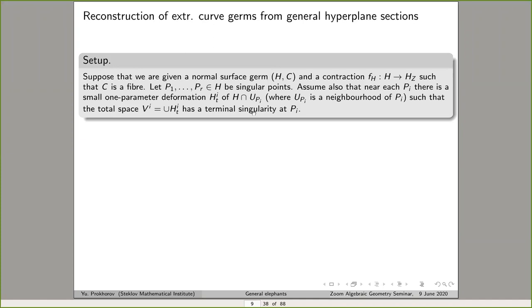Now, let's look at the singular points. And we need additional data. We assume that near each point, we have a one parameter local deformation of our surface, a one parameter smoothing of each P_i, such that the total space is a terminal singularity. This is a completely local question. In fact, it is doable.